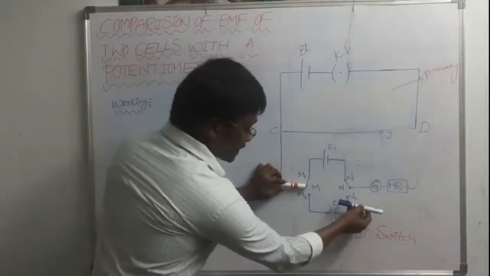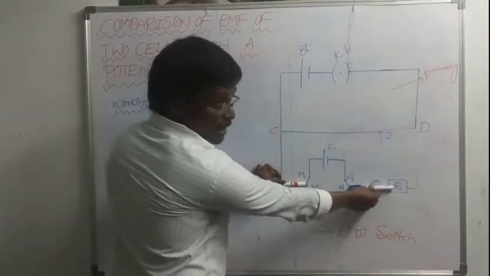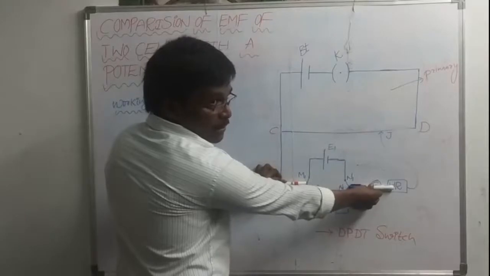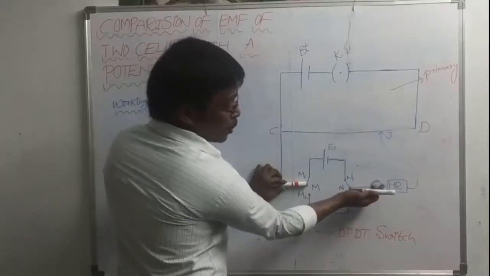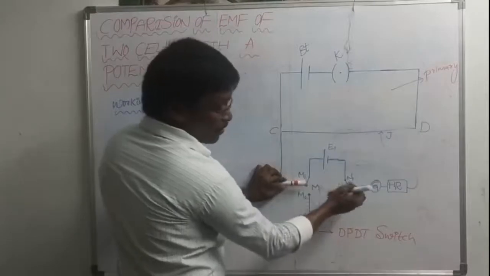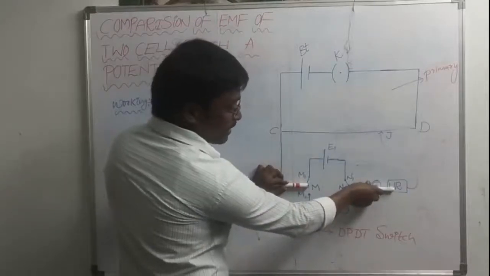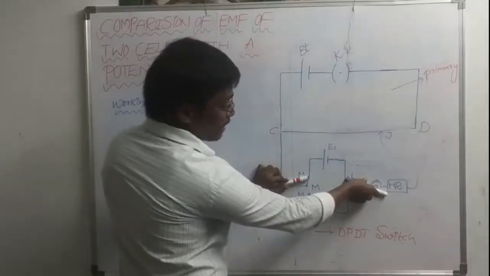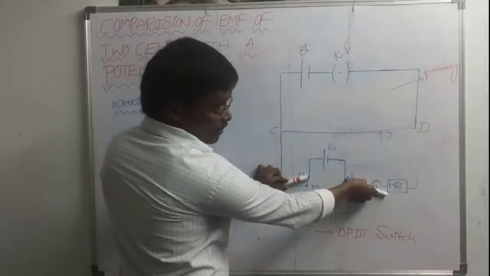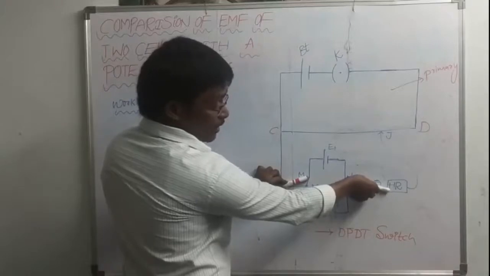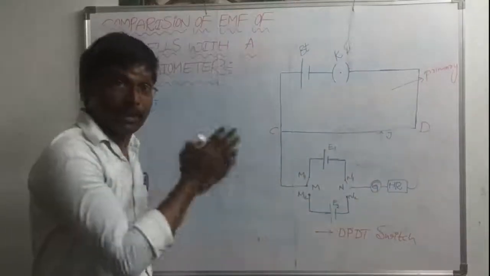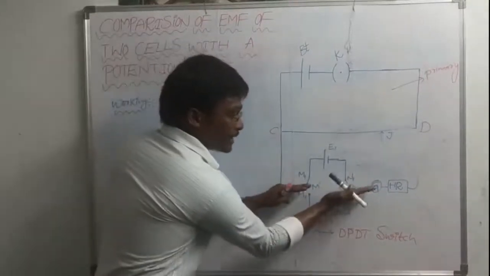Whenever this is the terminal M and this is the terminal N, before pressing they won't connect, correct? So now I am pressing this DPDT switch towards the terminals M1 and N1. Whenever you press, this M will connect to M1, this N will connect to N1. I am pressing this switch, I am pressing this side.